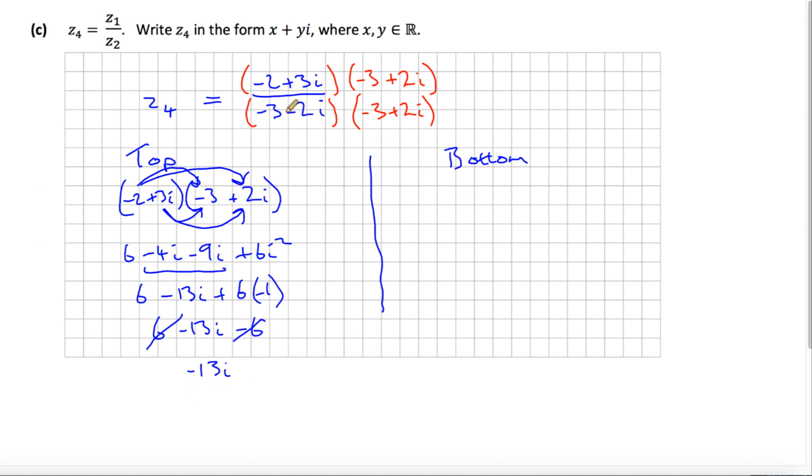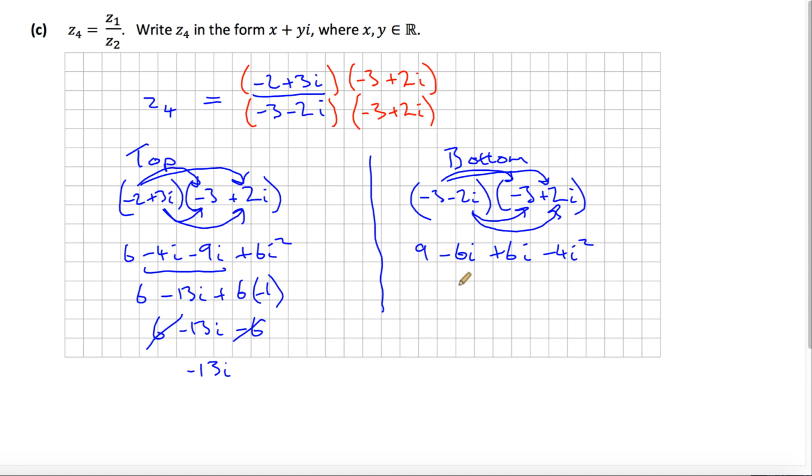Okay, so now the bottom, it's minus 3 minus 2i by minus 3 plus 2i. So multiplying minus 3 by both of these first, we get minus 3 by minus 3 is 9, minus 3 by 2i is minus 6i. And then we can multiply the minus 2i by both of these. Minus 2i by minus 3 is plus 6i. And minus 2i by plus 2i is minus 4i squared.